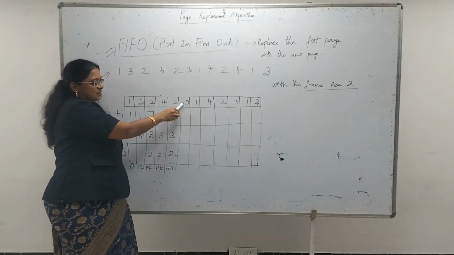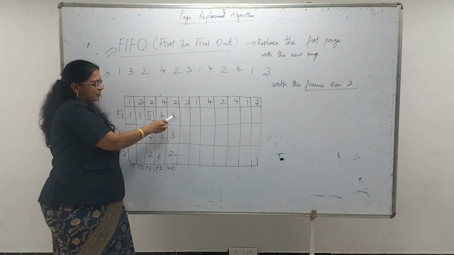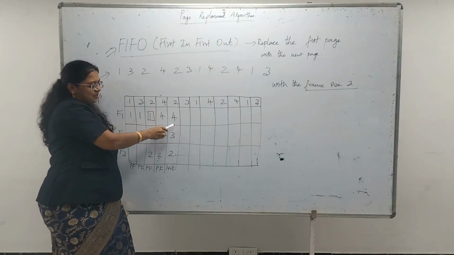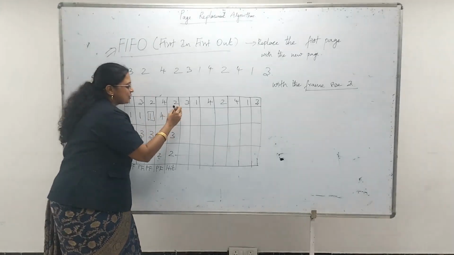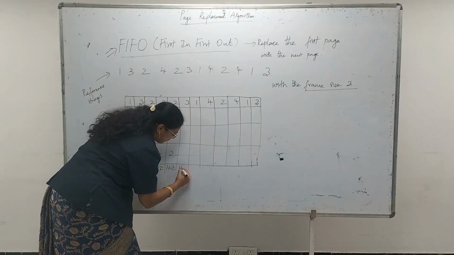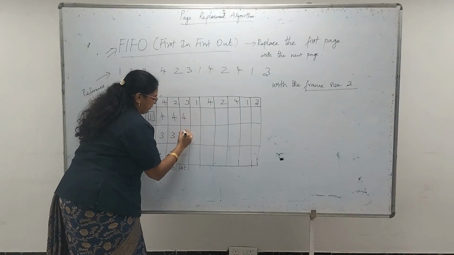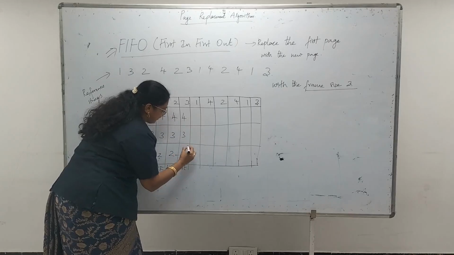Next you are going to insert 3 in your main frame. Check whether the 3 is present in your main memory or not. 4, 3, 2. 3 is already present. So this is also a hit. 4, 3 and then 2.